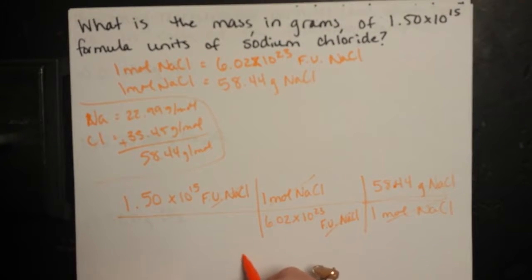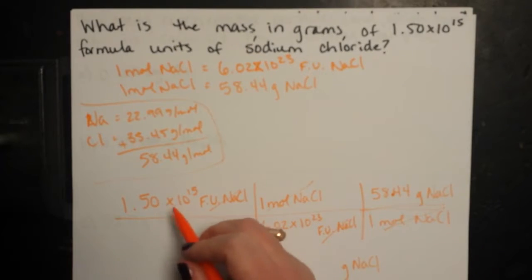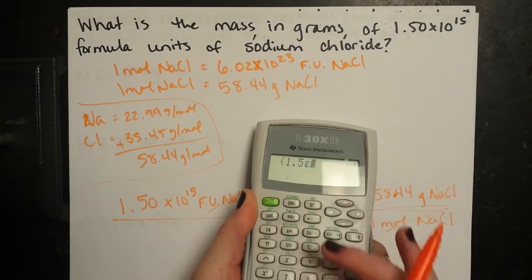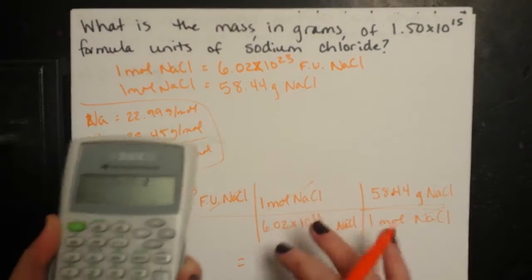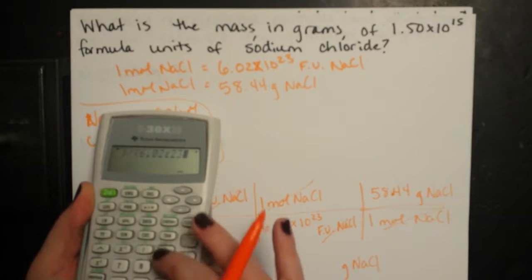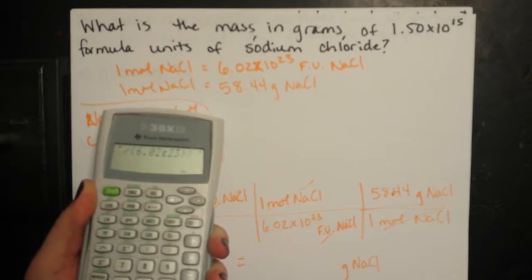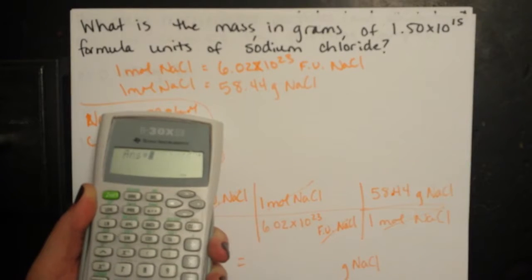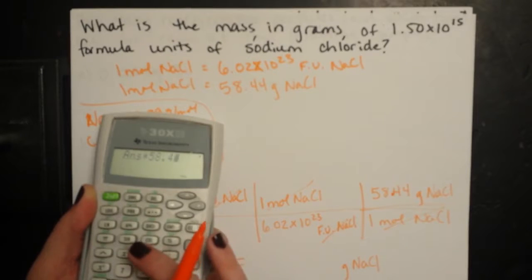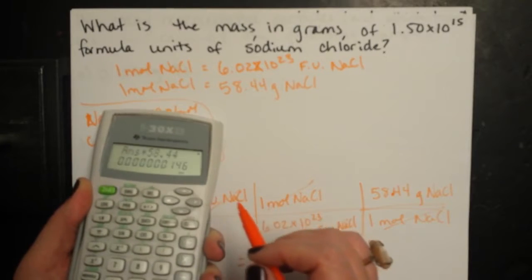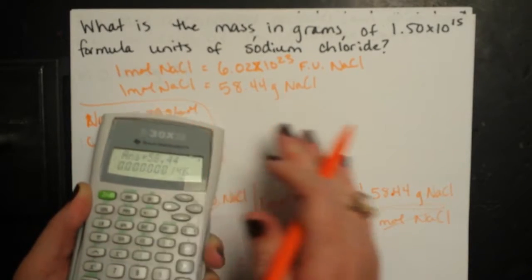Okay, I'm going to be left in grams of sodium chloride, and I'm going to go ahead and take 1.5 times 10 to the 15th, and I'm going to divide it by Avogadro's number. Okay, go ahead and hit enter. Need a really small number. I'm going to say multiply that number by 58.44. Alright, and see how my calculator spits out this very tiny number. Let's try to get this to focus on the calculator here.